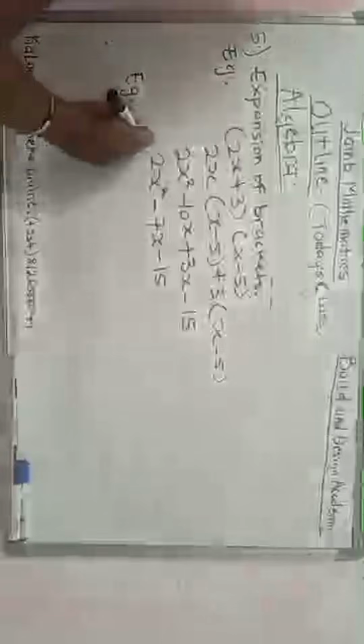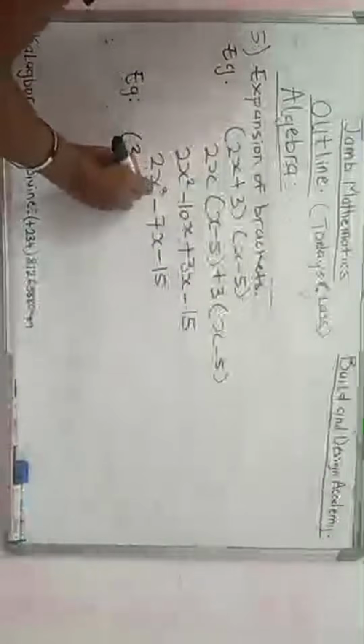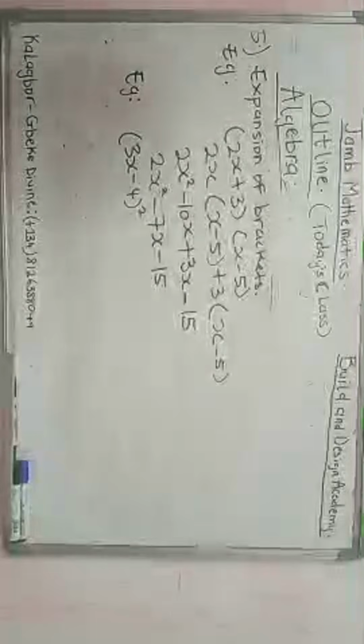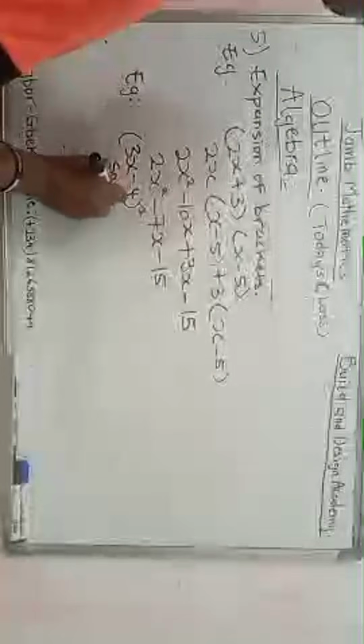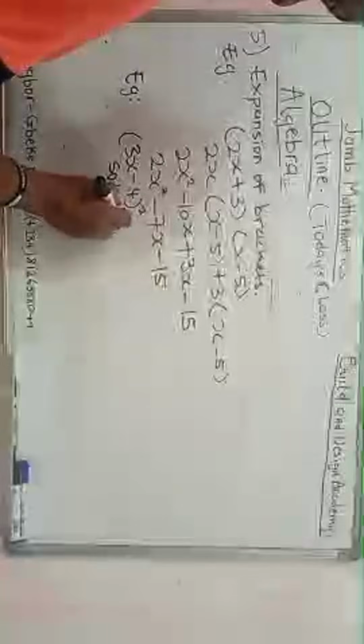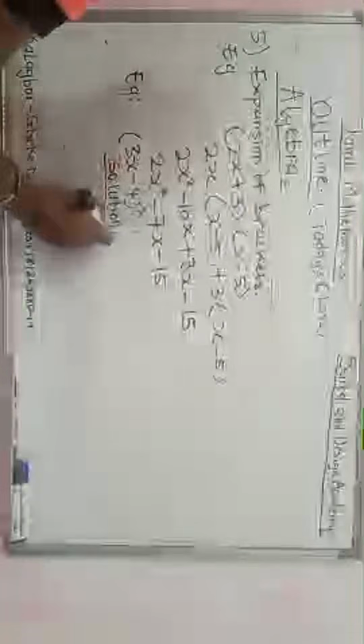If we're given 3x minus 4 squared, how do we do this? Now our solution, look at this. Our solution will be what?